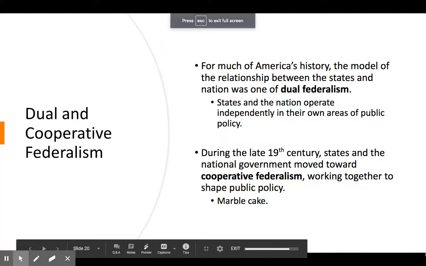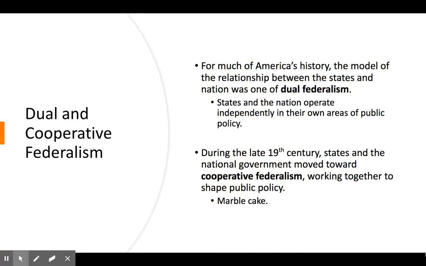In this lesson, we're going to talk about dual and cooperative federalism. As with most aspects of government, the distinctions between federal powers and state powers are not always super clear. So this is where dual and cooperative federalism are going to come in.